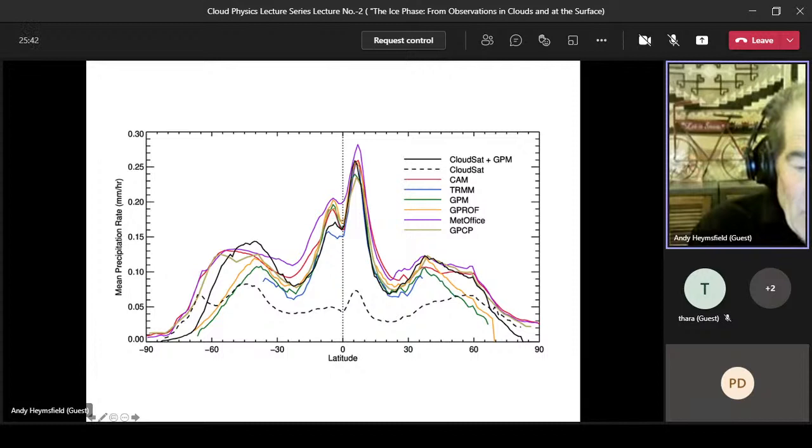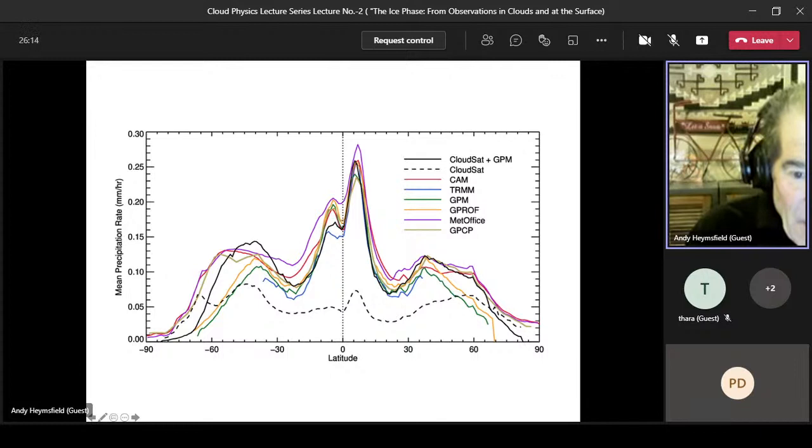And then, so I've looked at TRMM and GPM separately. And then there is a global product, which is based on satellite-based observations, as well as a number of surface observations. And that's called GPROF. And then I use the UK Met Office model. And so here's another precipitation product here.